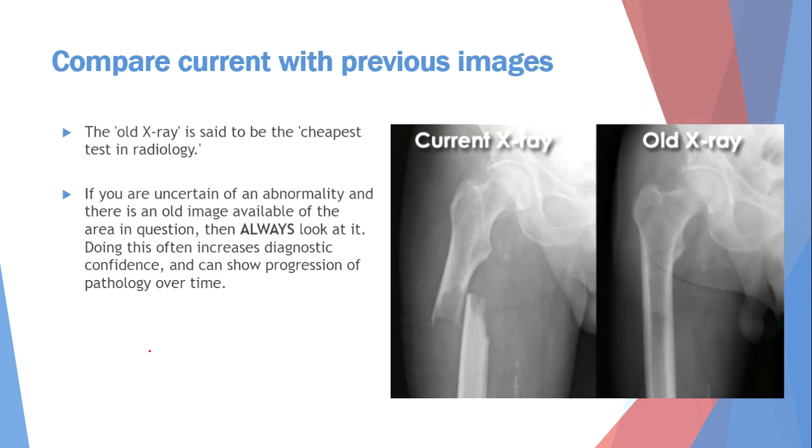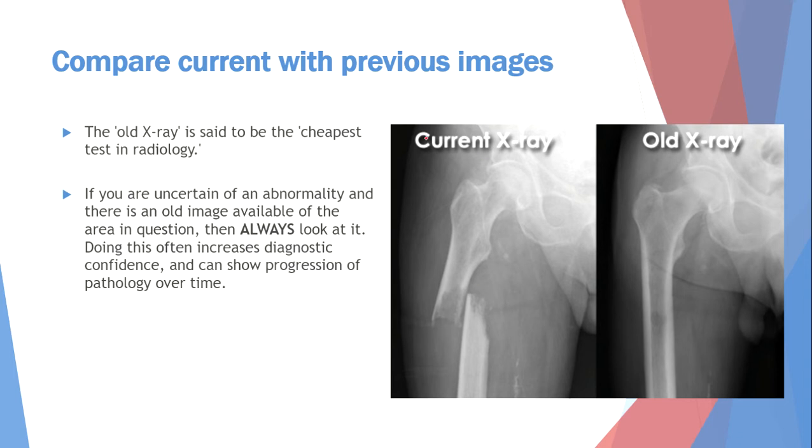Compare current with previous images. The old X-ray is said to be the cheapest test in radiology. If you are uncertain of an abnormality and there is an old image available of the area in question, then always look at it. Doing this often increases diagnostic confidence and can show progression of the pathology over time.